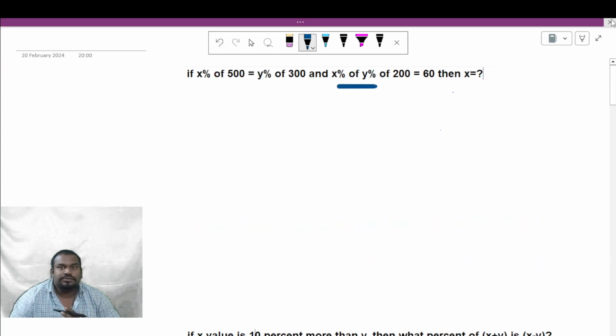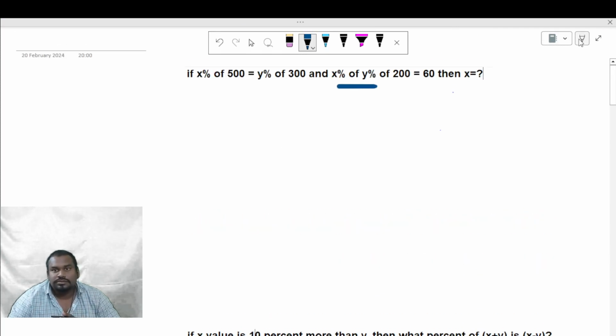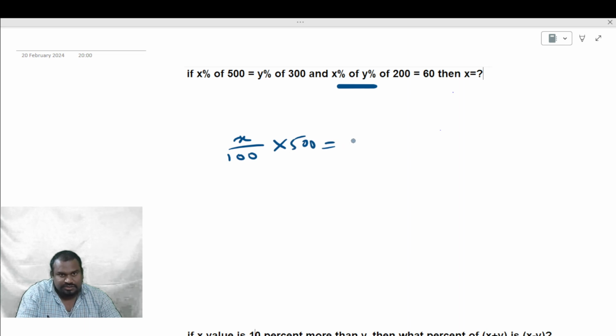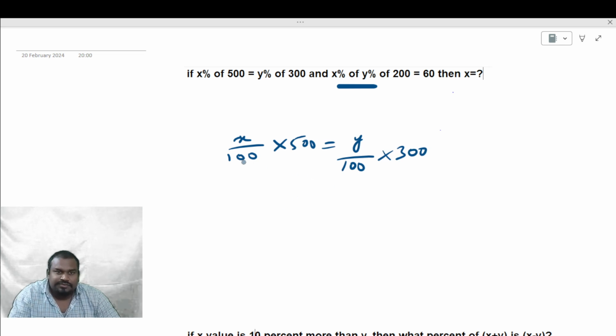So now, first we will take x by 100 into 500. This is equal to y by 100 into 300. From this, you can cancel these two hundreds and these two zeros. Then you will get 5x is equal to 3y.